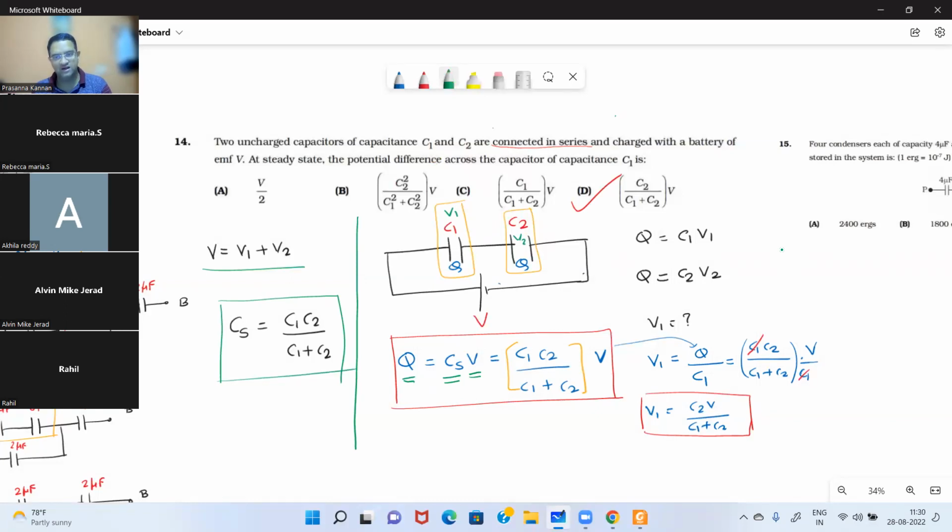Now, with this knowledge, let's find out what is V1. What is the equation connecting all these three variables? Q is equal to C1 V1. So from there, V1 will be Q by C1, Q divided by C1. Already we know the expression for Q, which is C1 C2 divided by C1 plus C2 into V. That whole thing divided by C1. So the C1 gets cancelled, and you get V1 is equal to C2 V by C1 plus C2. Clear?